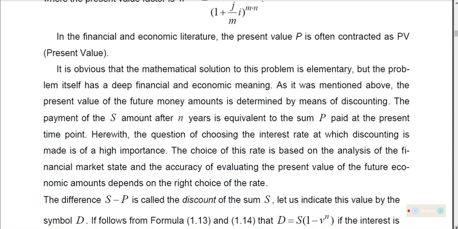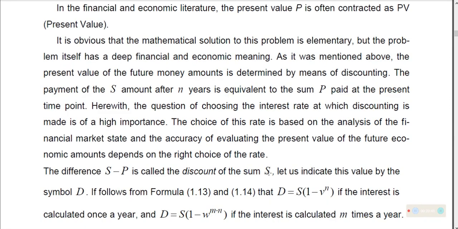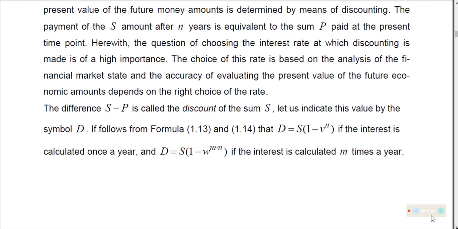So the difference S minus P is called the discount of the sum S. Let us indicate this value by the symbol D. So S minus P is equal to D. It follows the formula 1.13 and 1.14 that D is equal to S times 1 minus V raised to the power of N if the interest is calculated once a year. And then, kung nagko-compound siya multiple times a year, we are going to make use of W. Ito yung may J at M. So, marami tayong terms. Pwede siyang quarterly, semi-annually, monthly, yan. If the interest is calculated M times a year.